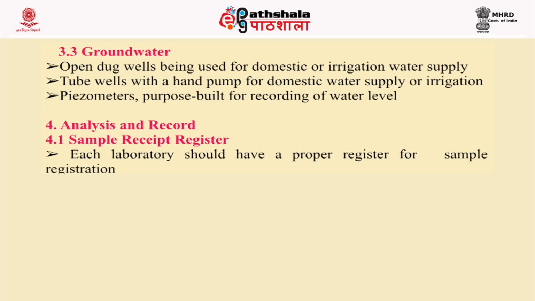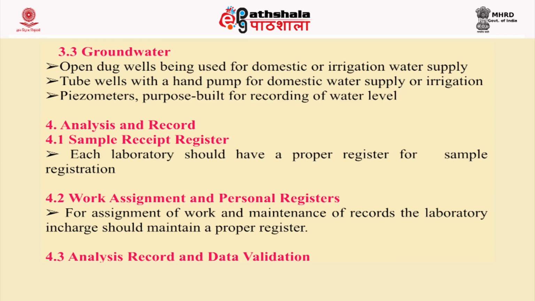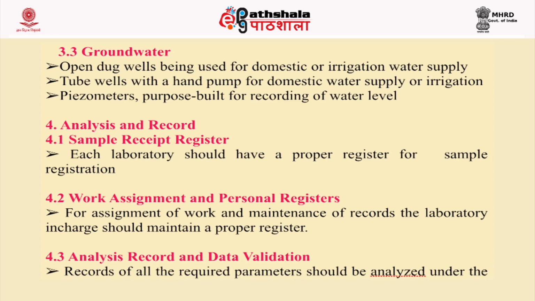Fourth step is the analysis and record. Sample recipient register: each laboratory should have a proper register for sample registration. Work assignment and personal registers: for assignment of work and maintenance of records, the laboratory in charge should maintain a proper register. And last step is the analysis of record and data validation. Records of all the required parameters should be analyzed under the water quality monitoring programs.